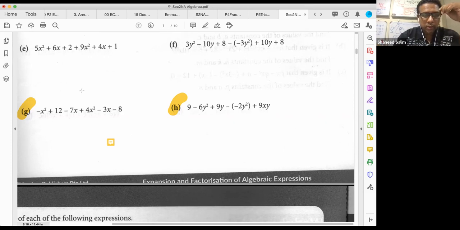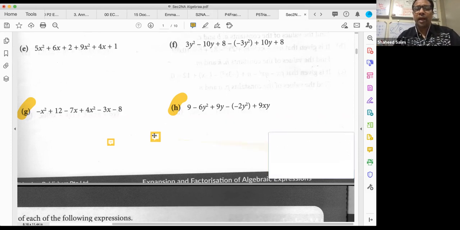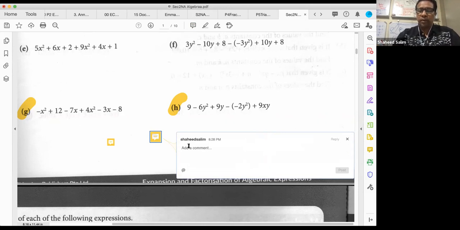Okay, Shafi'i, let us do this together. Let us find out how many different types of items there are. First, we rewrite 9 minus 6y square plus 9y square. Minus, minus, I remove the bracket. Minus, minus become plus. 2y square plus 9xy. Now, how many different items are there?